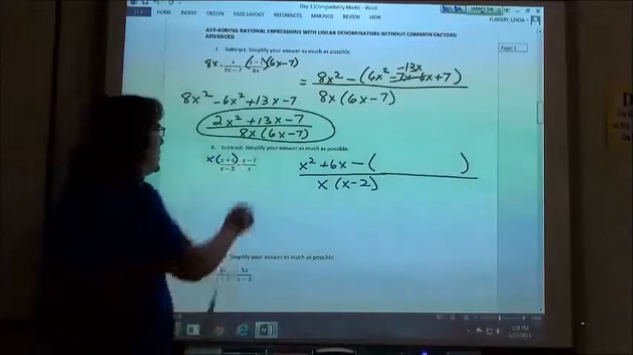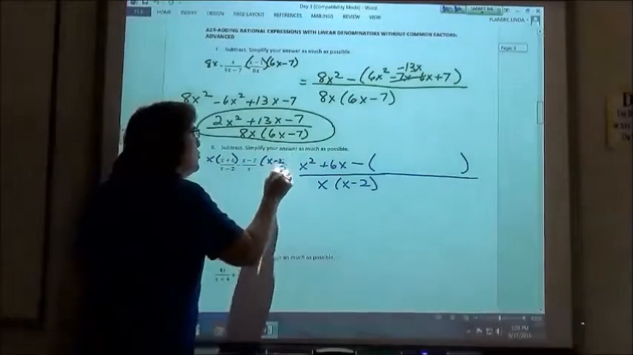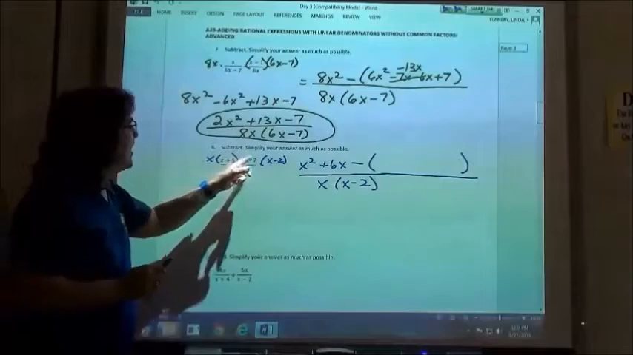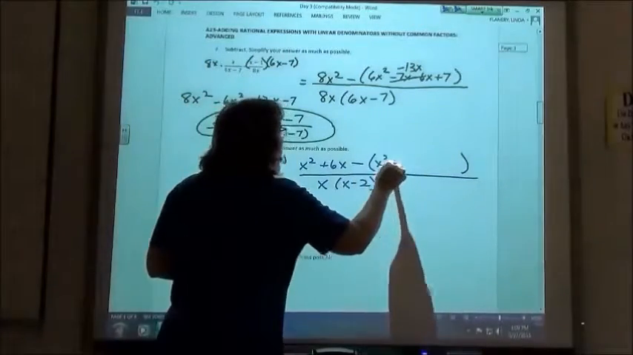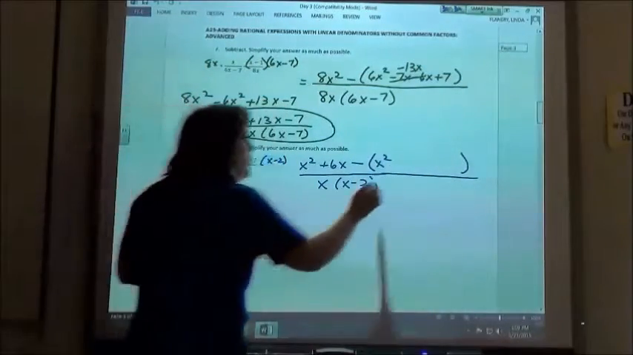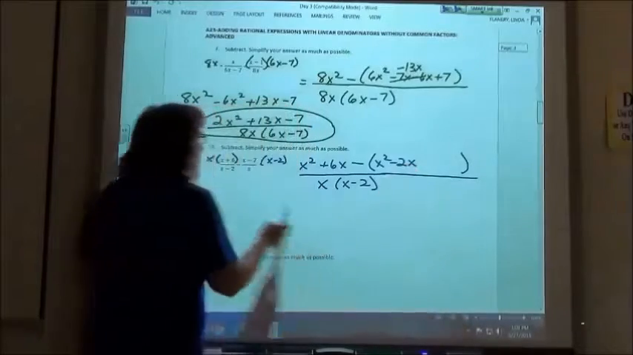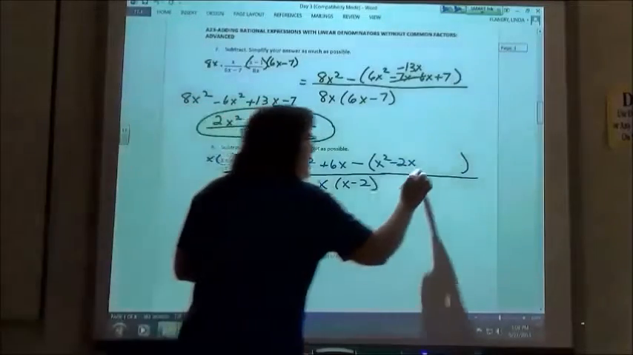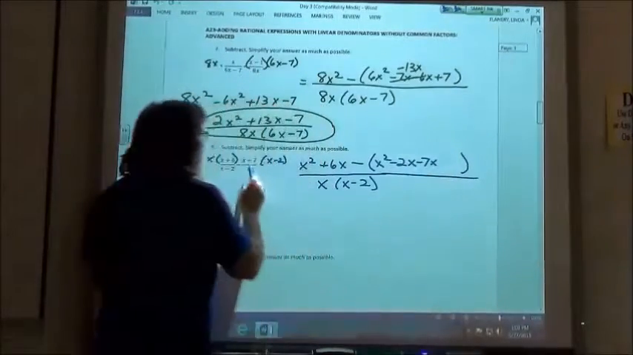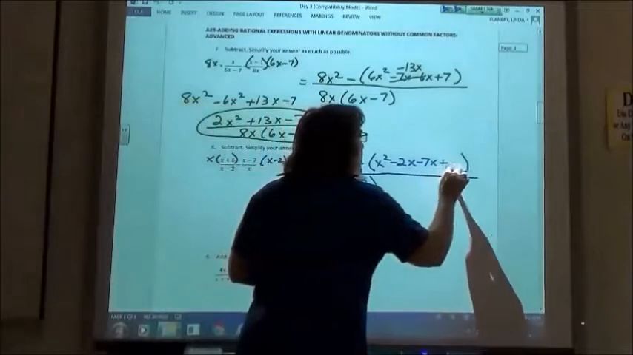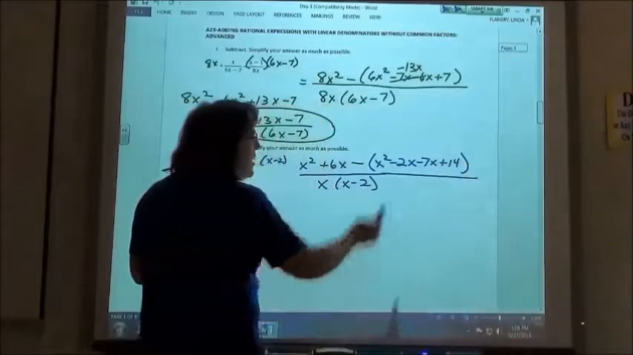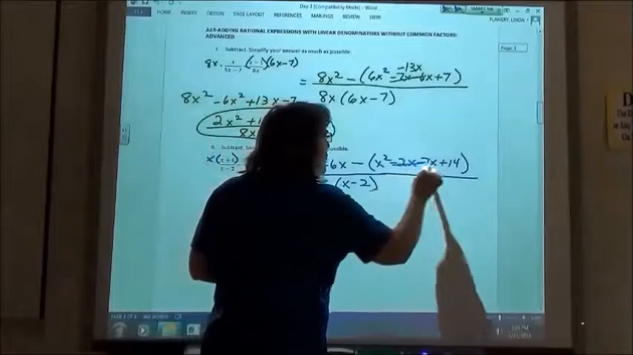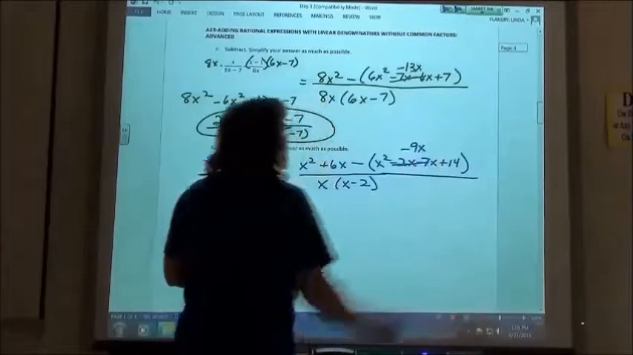I have to take this one times the x minus 2, so I'm going to FOIL that out. X times x is x squared. I'm going to have a minus 2x on the outside, a minus 7x on the inside, and then a minus 7 times a minus 2 is a plus 14. Here, negative 2 minus 7 would be minus 9x in the middle.